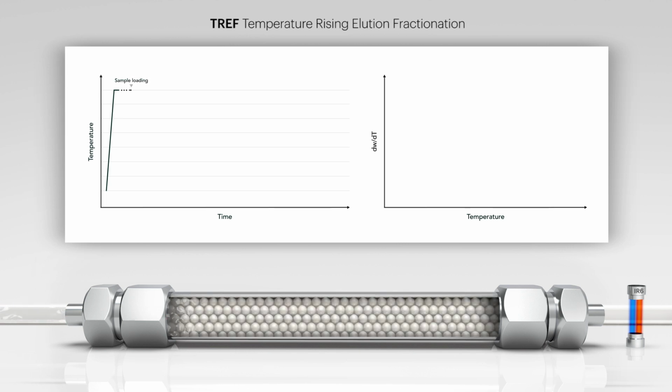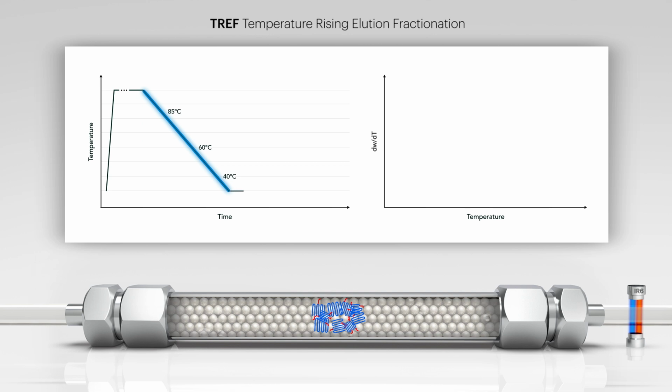In TREF, the sample is dissolved and injected into the center of the column at high temperature. As the temperature gradually goes down during a slow cooling ramp, crystal aggregates of different composition deposit. In the case of polyethylene, the homopolymer without branches crystallizes first, followed by the fraction with more branch density per 1,000 carbons. However, at this stage, there is no physical separation of these fractions.